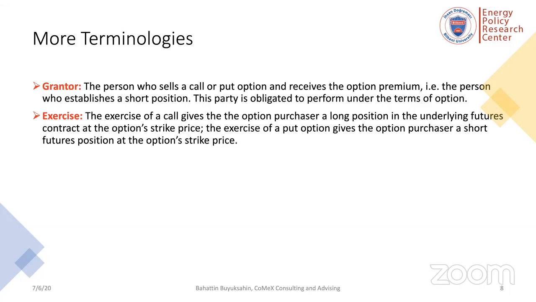When we talk about exercise, the exercise of a call gives the option purchaser a long position in the underlying futures contract, or a long position in the assets, at the option strike price. The exercise of a put option gives the option purchaser a short futures position at the option strike price.